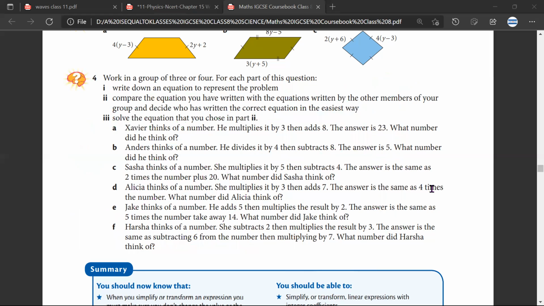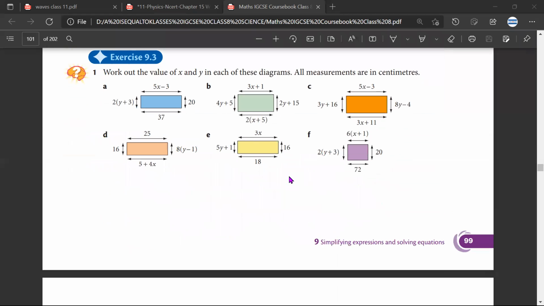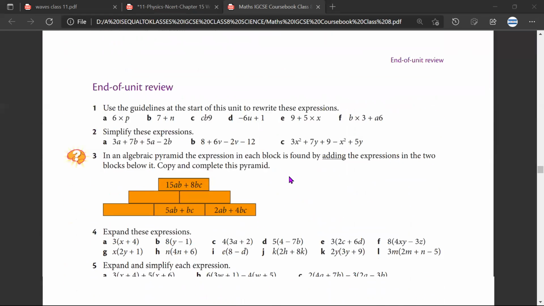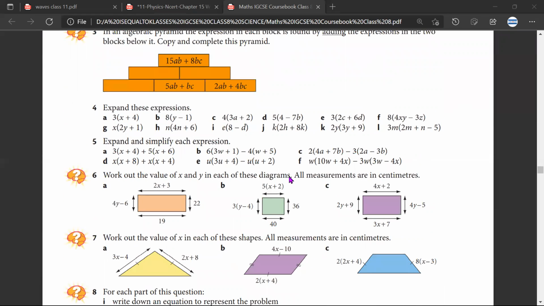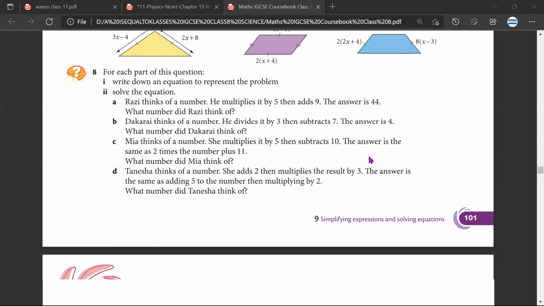So what I'll advise is, please try to do the whole of this exercise 9.3 and submit the answers before Wednesday class. Okay, sir. And I've already sent you, if you want, try to do question 5, question 6, question 7, and question 8. Okay, sir.